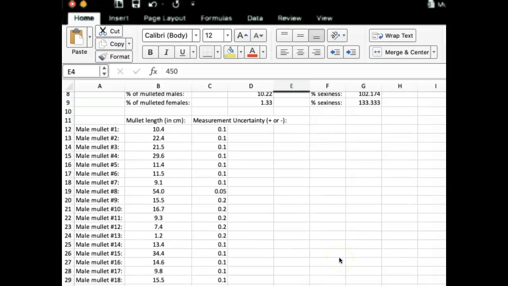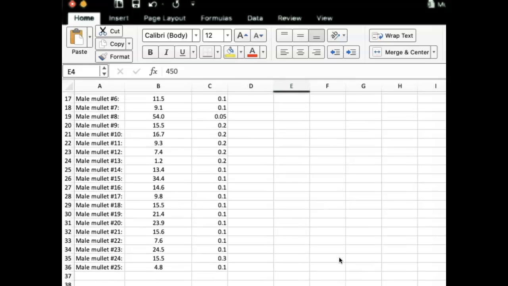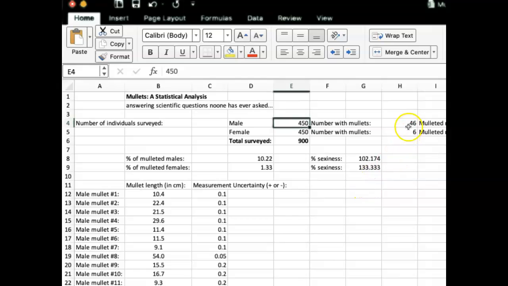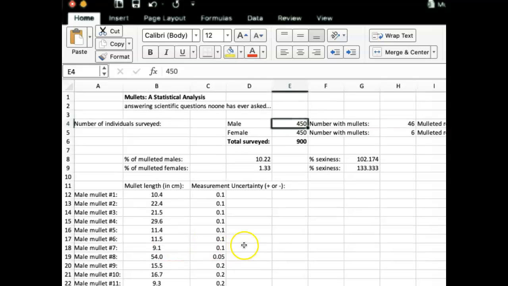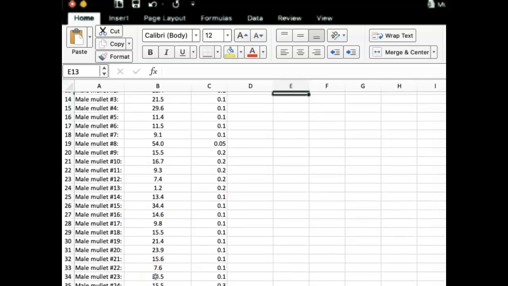So here we've got all of our mulleted males. One of the things you'll notice is that we only had time to measure the mullets of 25 of our 46 mulleted males, so this is incomplete information. If you want to go on and do a study in your community, please feel free. One of the really easy ways to figure out a lot of these things without spending all that time listing them in order, right? Like, who wants to take all these mullet lengths and put them in order?